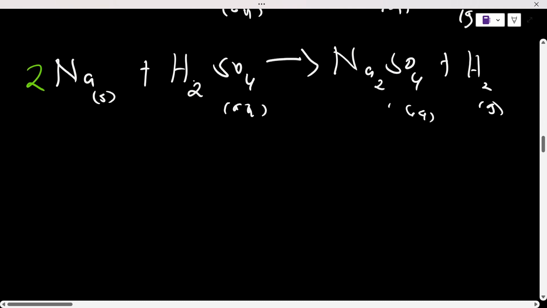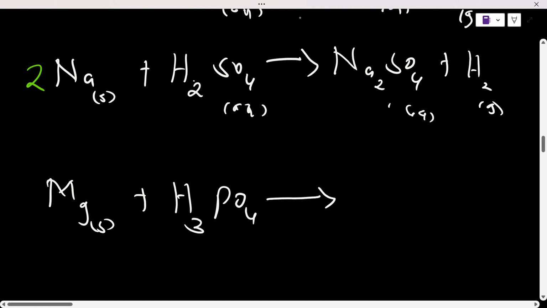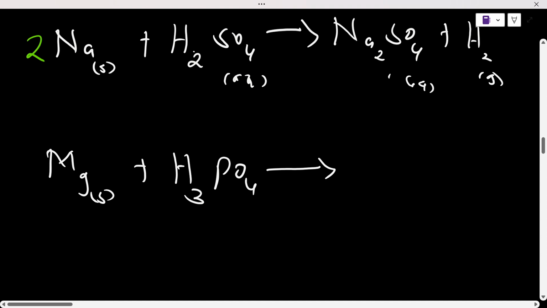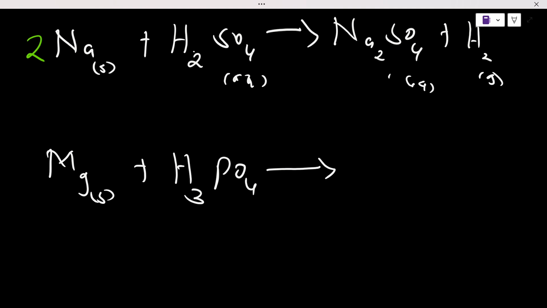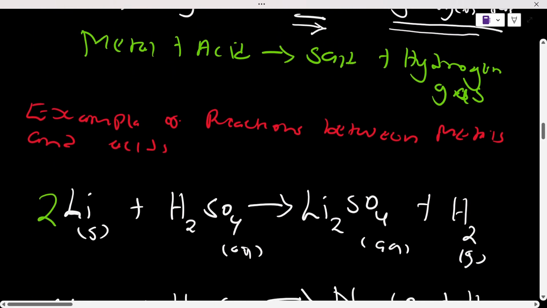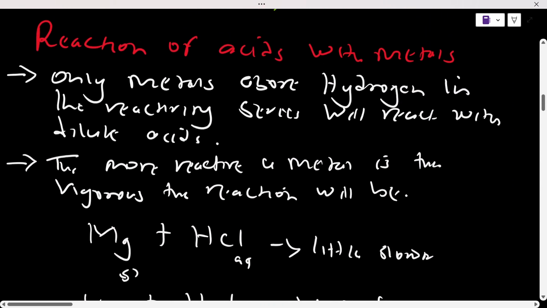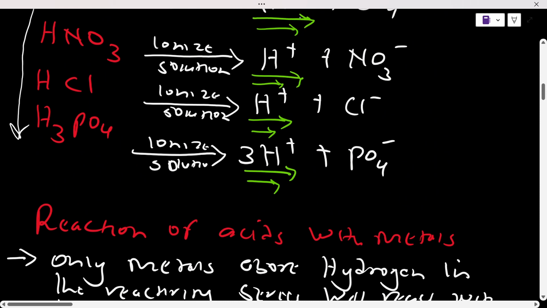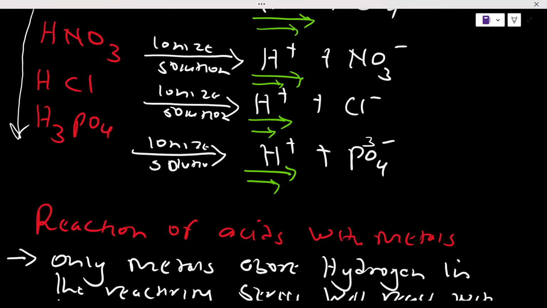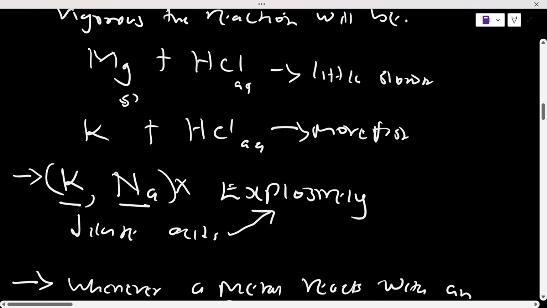Now let me try a group 2. Now I'm going to react magnesium, reacting with phosphoric acid. Now phosphate is a radical of valency 3. There's somewhere I placed something which is supposed to be 3 minus. Supposed to have a 3 minus here. Sorry for that. I've corrected it.